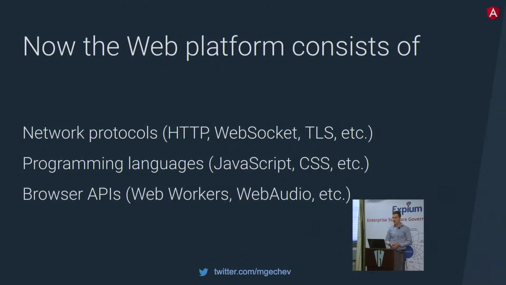Now the web platform has a bunch of network protocols. We have HTTP, WebSockets. We have TLS. We have different programming languages. In fact, HTML and CSS turn out to be Turing complete, so you can pretty much write any program by combining these two. But we also have JavaScript as well, which keeps evolving by introducing new features and fixing issues that occurred over the years. And we have a bunch of web APIs. All of this is so powerful that we can build desktop-like experiences.